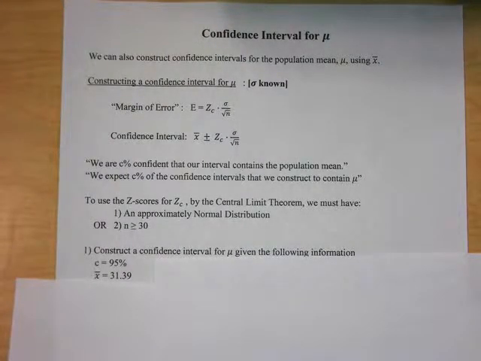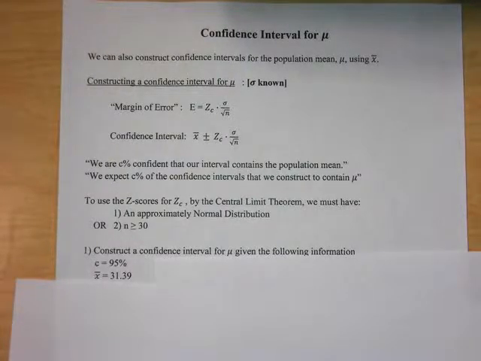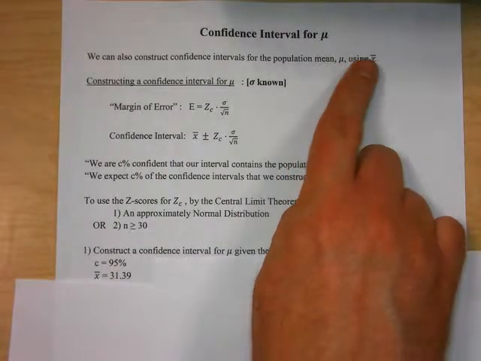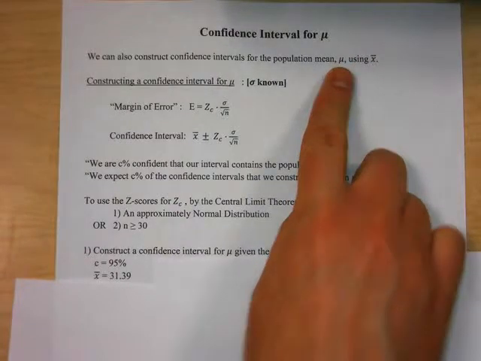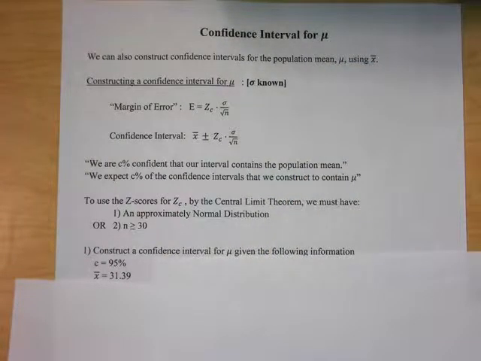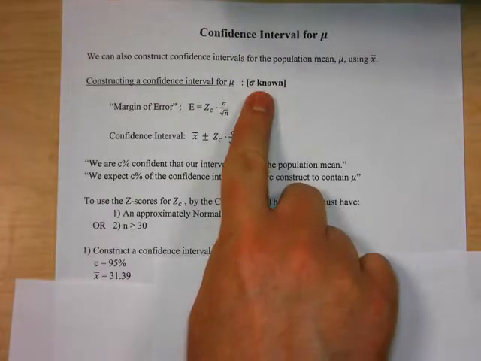Okay, we recently constructed confidence intervals for p, the population proportion. Now we're going to construct confidence intervals for mu, which is the population mean. For p, we use p hat. For mu, we're going to use x bar as the estimate for mu. So, to construct a confidence interval for mu with sigma known.